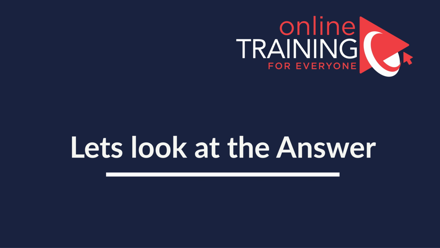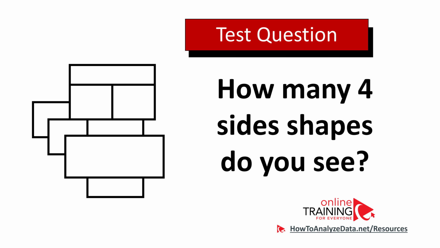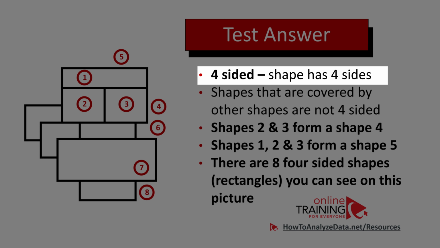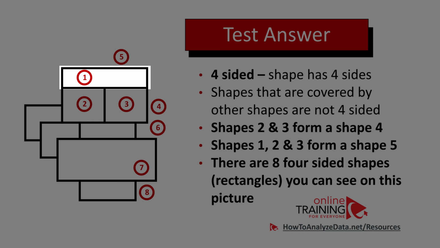Did you figure it out? Let's jump to the solution so we can solve this challenge and get to the correct solution together. So as I mentioned, first let's do a definition of the 4-sided shape. And the simple definition is that the shape has 4 sides. For example, a rectangle has 4 sides, and you see a rectangle here which has 4 sides, and this shape here matches the criteria.